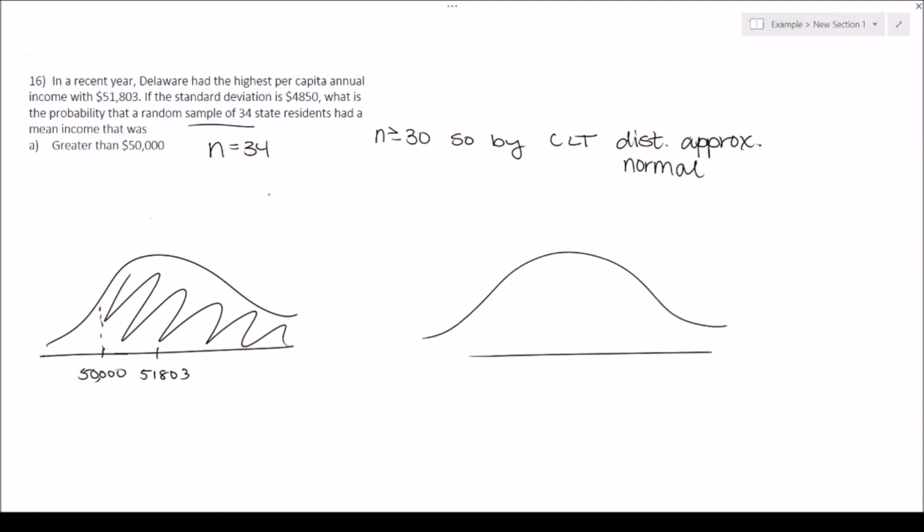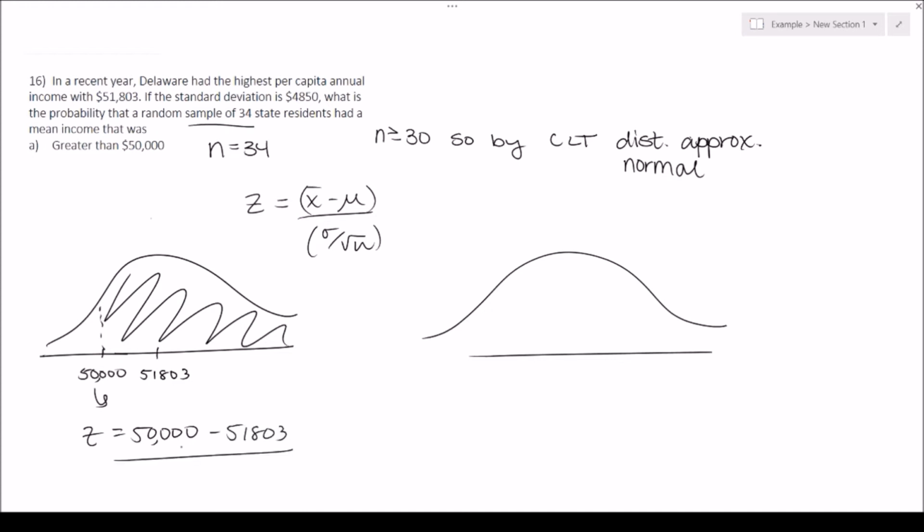Since we're looking at a sample and sample means, the formula is x bar minus mu over sigma divided by the square root of n. So we'll plug that in to find out what that 50,000 is as a z-score. So z is 50,000, which is our x bar, minus the mean, 51,803, divided by the standard deviation, which they said was 4850, divided by the square root of n, and here's 34. We'll round this to 2 decimal places.